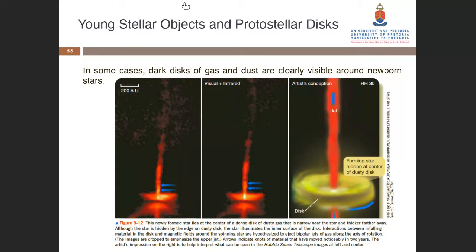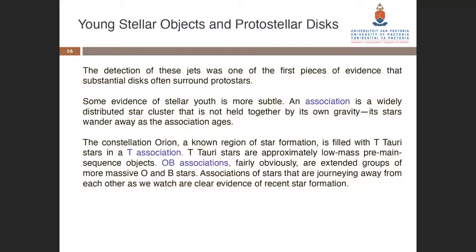This indicates knots of material that have moved noticeably in 2 years. The artist's impression on the right is to help interpret what can be seen in the Hubble Space Telescope's images at left and center. The detection of these jets was one of the first pieces of evidence that substantial disks often surround protostars.